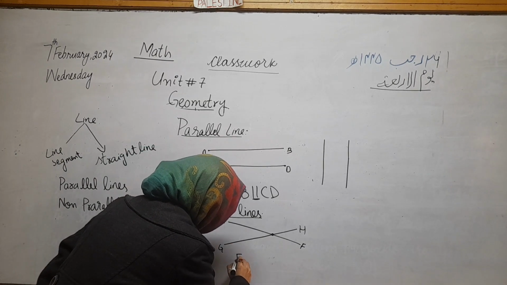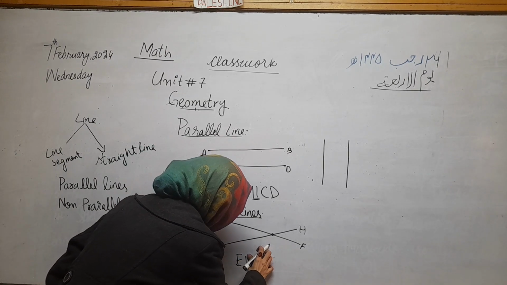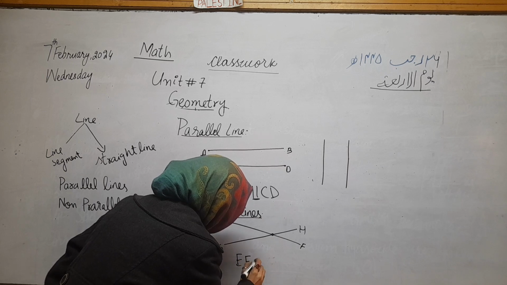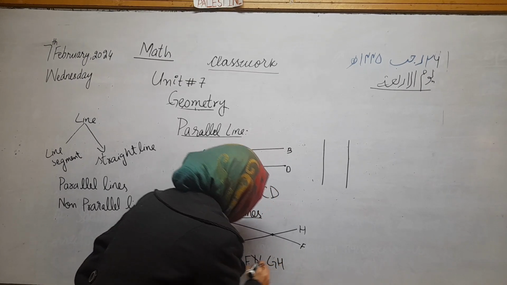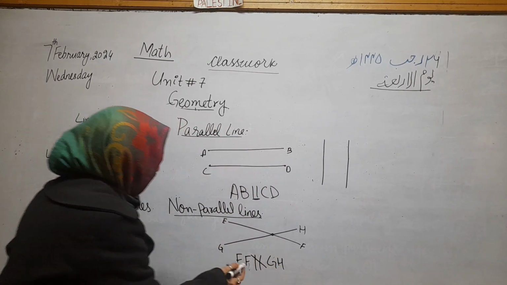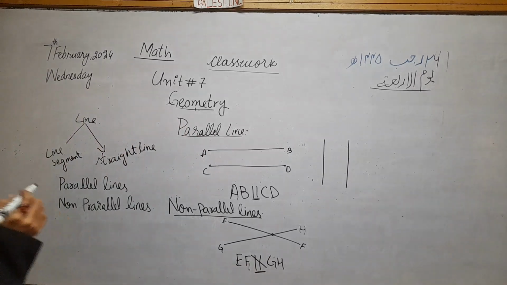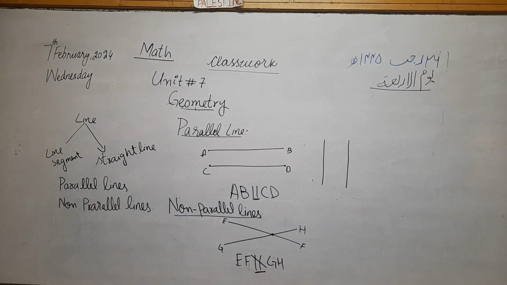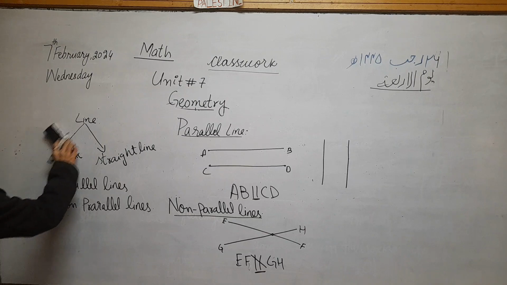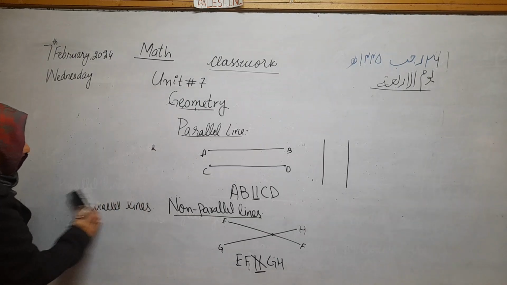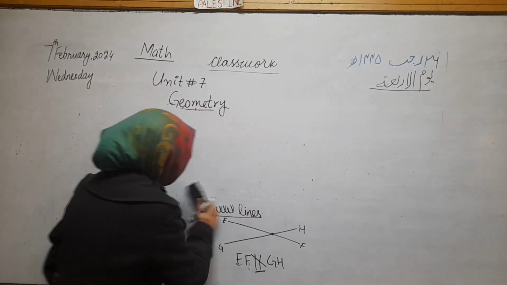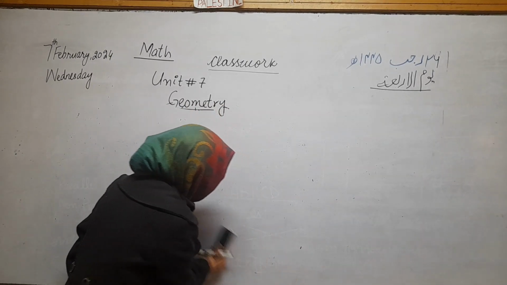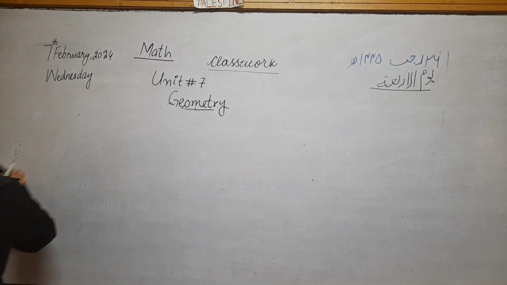So we will write EF is not parallel to GH. This is the symbol of non-parallel lines. This is all about lines. After this, we are moving towards angles. What is an angle in geometry? This is all about your revision. Now, angles.